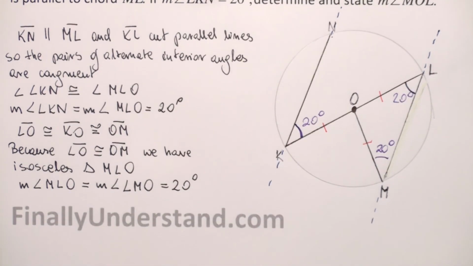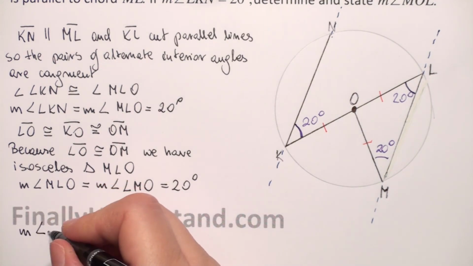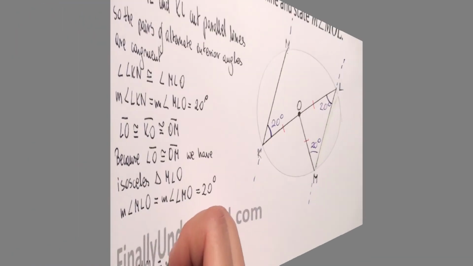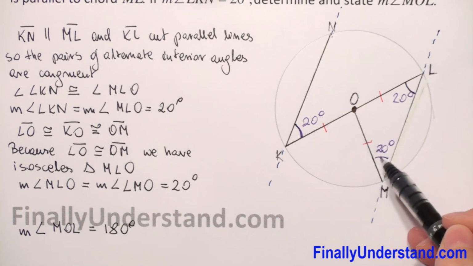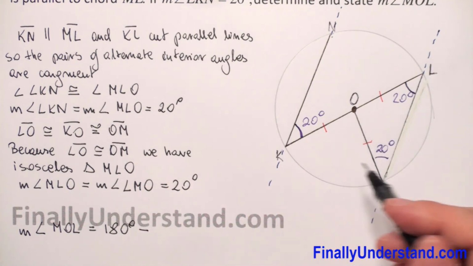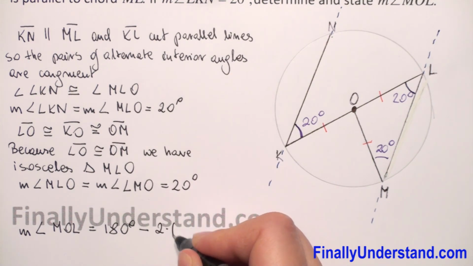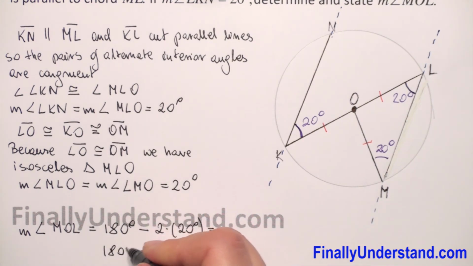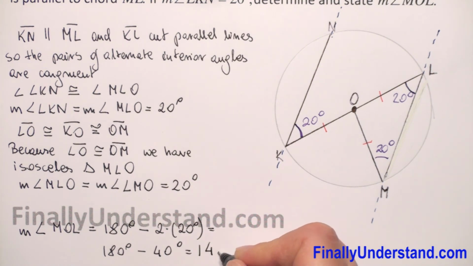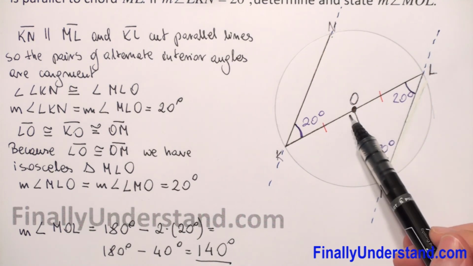And we know that the measure of interior angles of a triangle is 180 degrees. So to find the measure of angle MOL, we have to subtract from 180 degrees the measure of these two angles. So 2 times 20 degrees. So this is equal to 180 degrees minus 40 degrees. So this is 140 degrees. We found the measure of angle MOL.